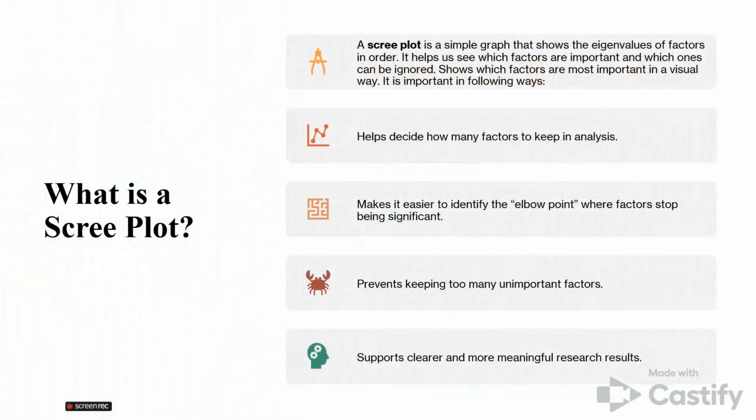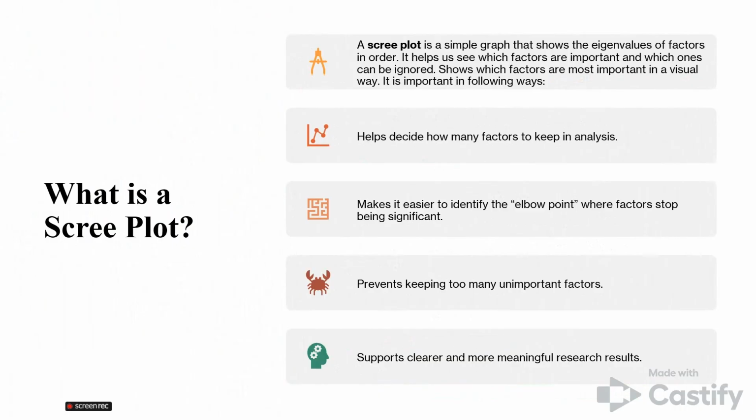So let's go to the Scree plot. A Scree plot is a graphical representation made by plotting the eigenvalues of factors in the correct order. It helps us to see which factors are important and which ones can be ignored. This is done through a visual representation. It is really important because it also helps us to decide how many factors to keep during an analysis. It makes it easier to identify the elbow point, like the elbow of our hand, where factors stop being significant. I'll show you the diagram later on.